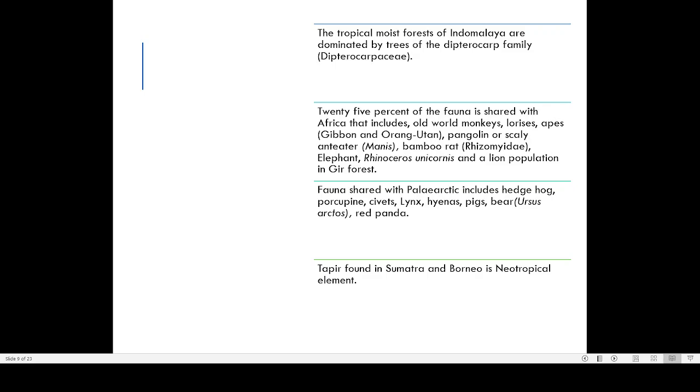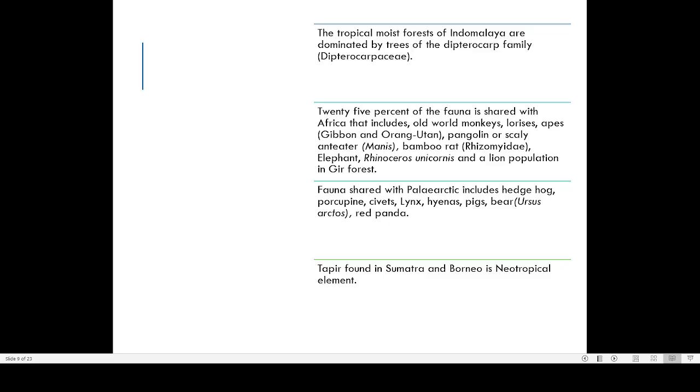For example, tiger. Tiger originated in a Palearctic region, maybe in a region like Siberia, and from that region the tiger came to India. So this is a very good example of how animals that were living in the Palearctic region came to the Oriental region. Similarly, hyena, kaldapuli, then pig, bear, and red panda all came from the Palearctic region.